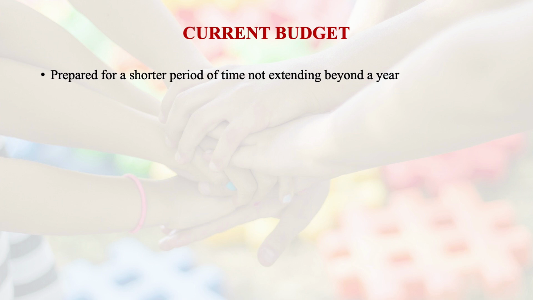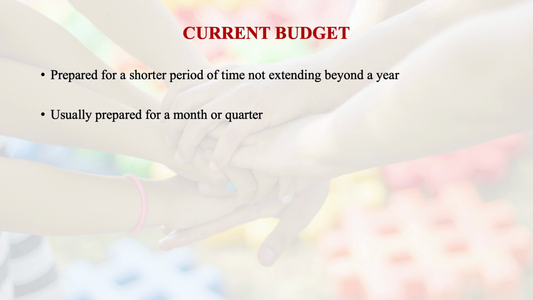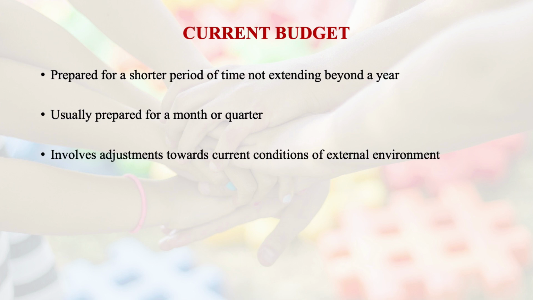When we talk about the current budget, it is usually prepared for a shorter period of time, not extending beyond a year. That is why we have not included it among the three types of budget. We always call it a part of the short-term budget, though when we describe them, we say long-term budget, short-term budget and current budget. Usually this kind of budget is for a month or a quarter, and it involves adjustment to the current conditions of the external environment.